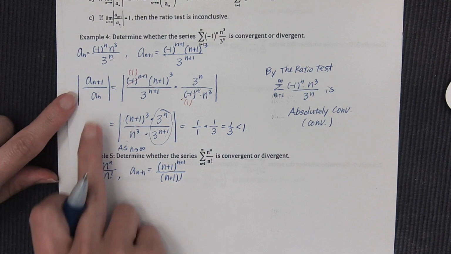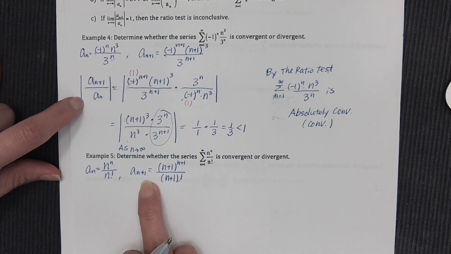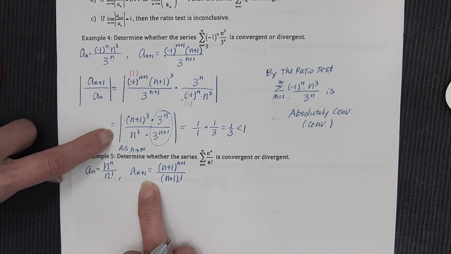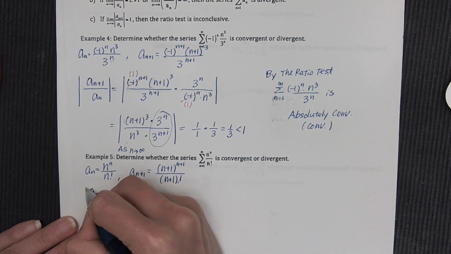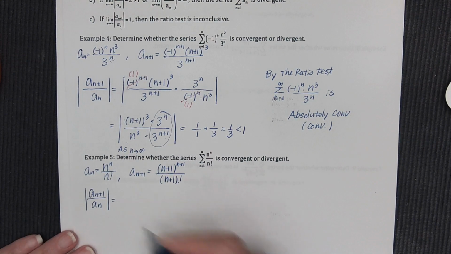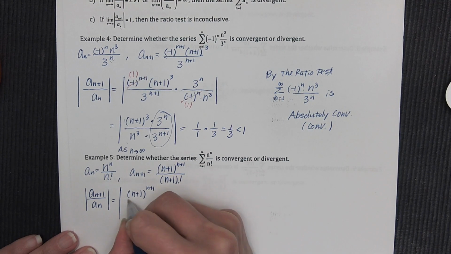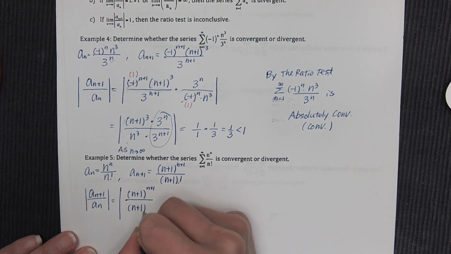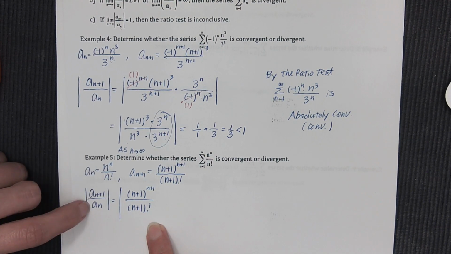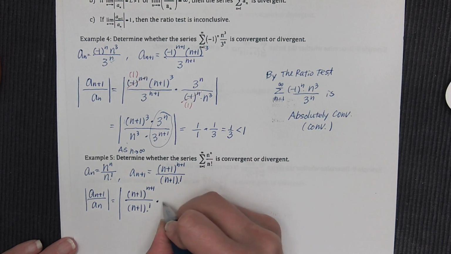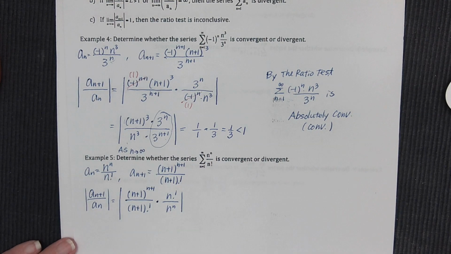Yes, now what you have to do? Let's take the fraction a of n plus 1 over a of n, and put the absolute value. Let me write this for you. The numerator is n plus 1 to the n plus 1 power over n plus 1 factorial. The denominator is n to the n over n factorial, but I know with fractions the reciprocal has to happen. Okay? That guy.